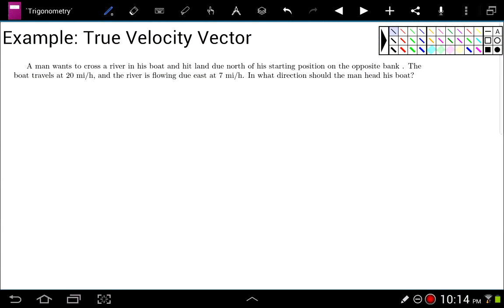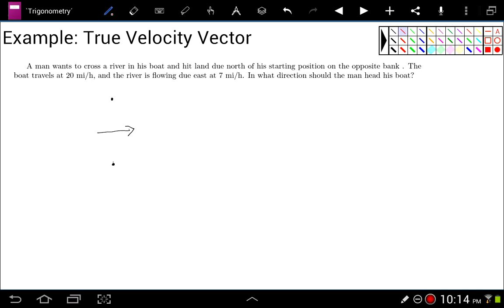Let's take a look at an interesting example of applying true velocity vectors. In this particular case, we have a guy who wants to cross a river in his boat. So he's starting here, let's say, and he crosses the river and he wants to hit land due north of his starting position, so something like this. The boat's traveling at 20 miles per hour and the river is flowing due east at 7 miles per hour. In what direction should the man head his boat?